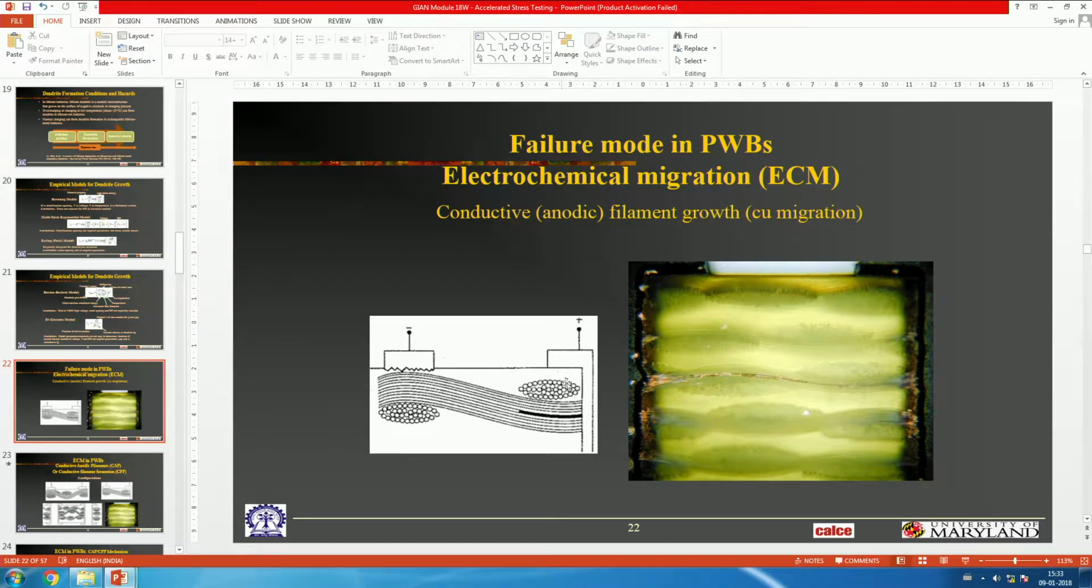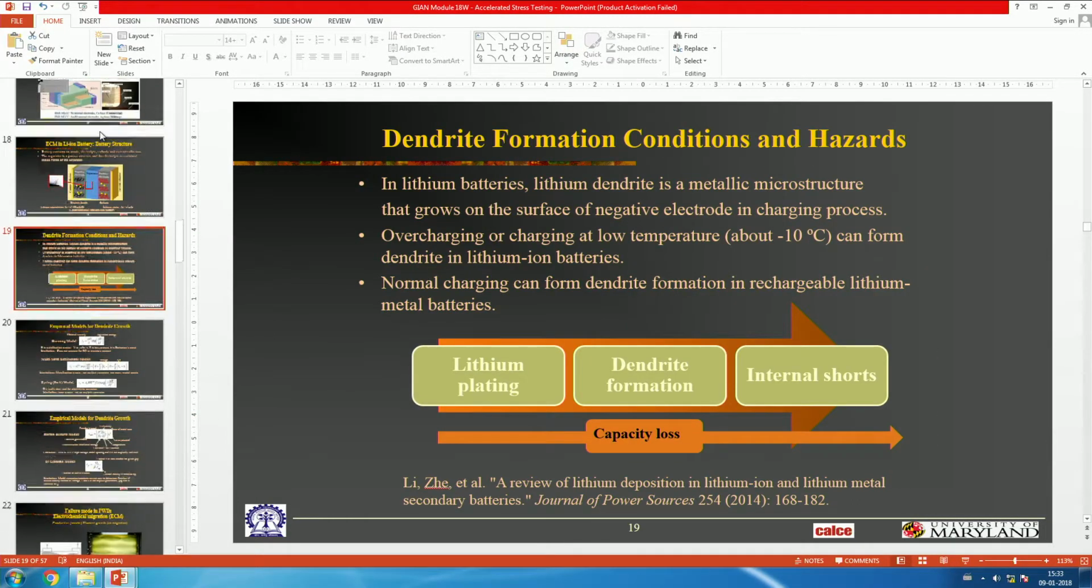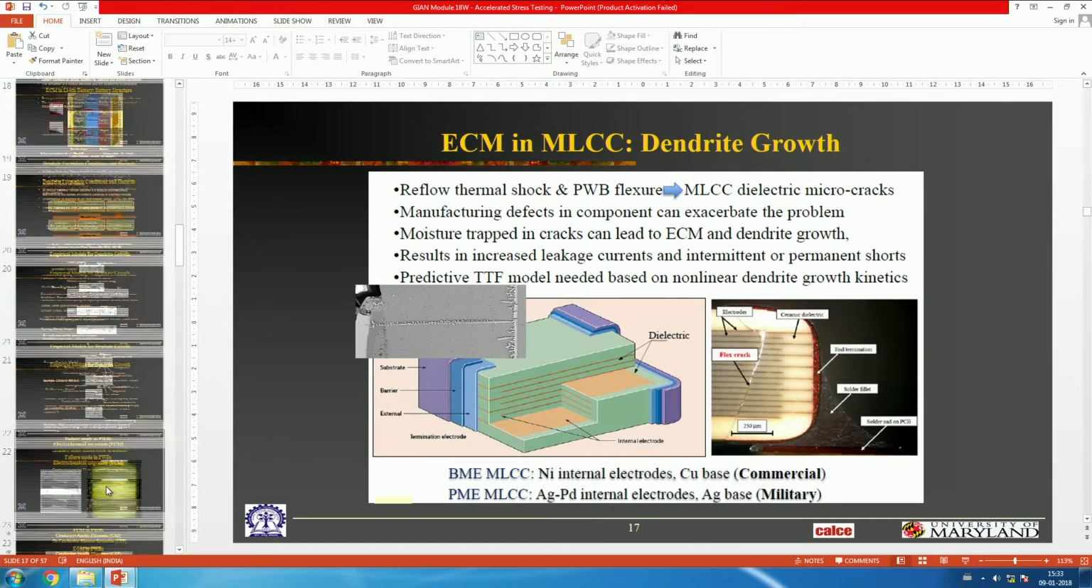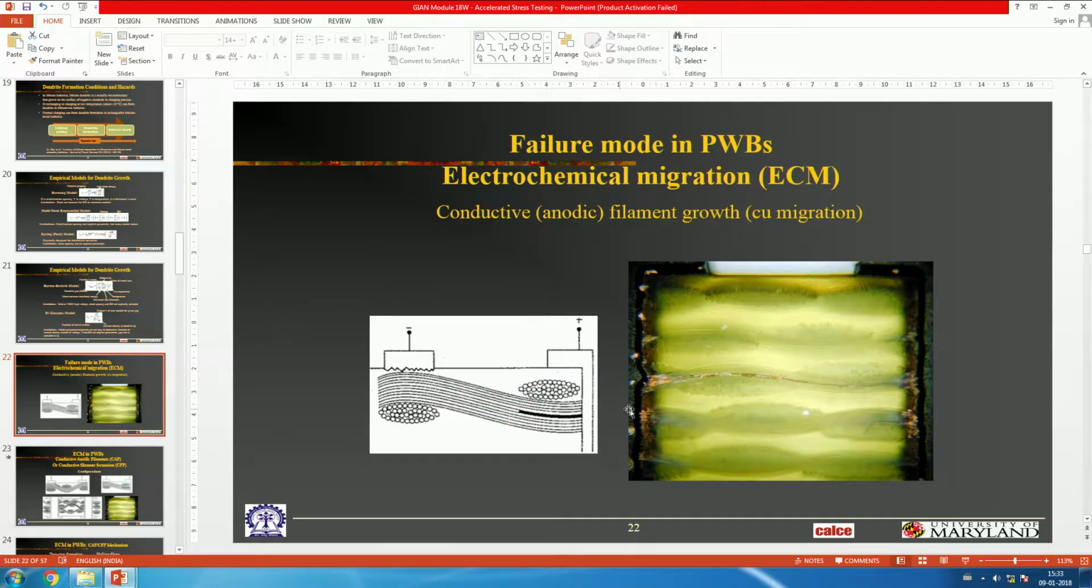Okay, let's talk about another model. We've talked about this mechanism. This is conductive filament formation. Like dendritic growth, this is metal migration. The difference is this one grows from the anode to the cathode, whereas dendrite growth, these are growing from the cathode to the anode. They're all coming from the anode, the metal is all coming from the anode, but in this one, the metal goes to the cathode and grows backwards. In the other one, conductive anodic growth, it grows directly from the anode out.